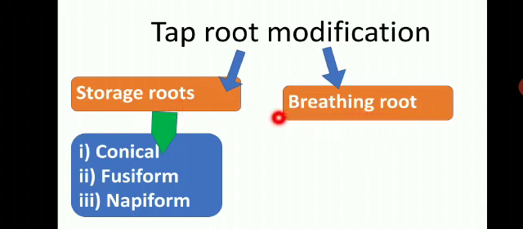In taproot modification, the root that has the capacity to store some food material is called storage root. And another one is the root that has the capacity for breathing, which is called a breathing root. Here storage roots are classified into three major categories. One is called conical root, second one is called fusiform root, third one is called napiform root. Here conical root, fusiform root and napiform root, as well as breathing root, we want to study in an elaborative manner.